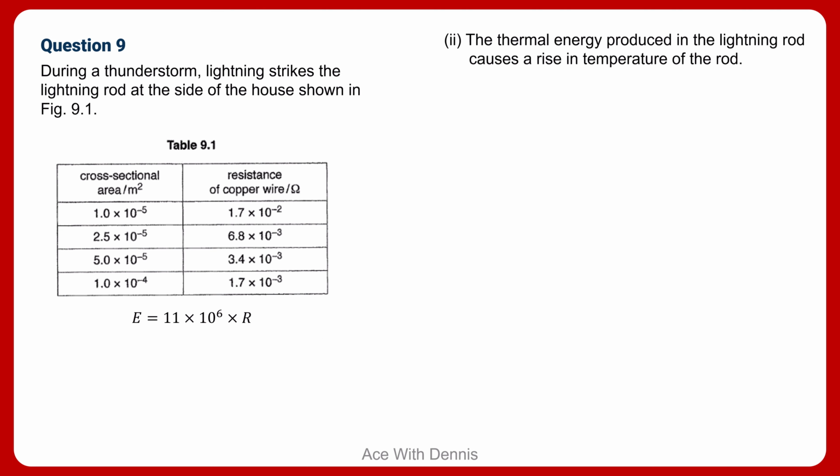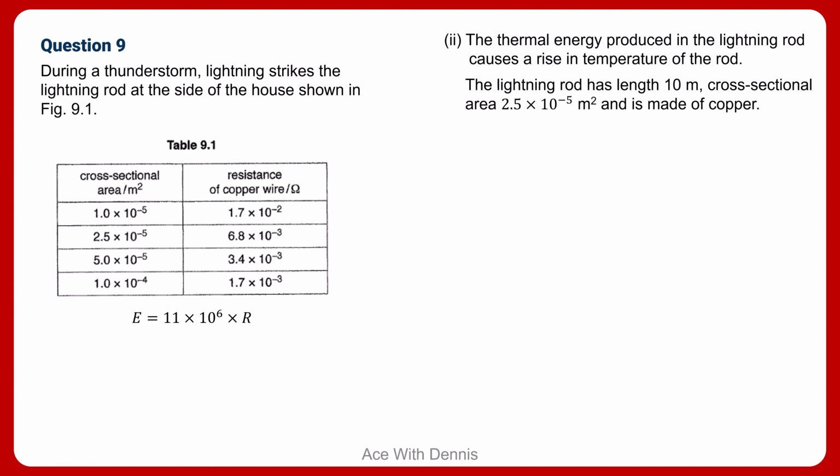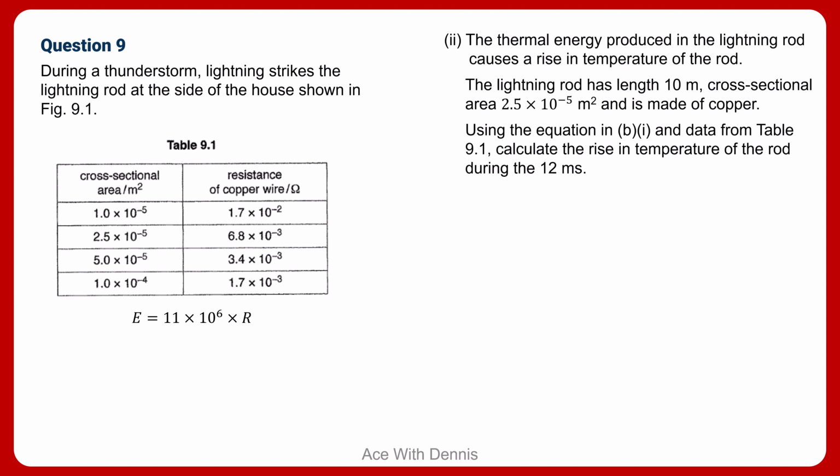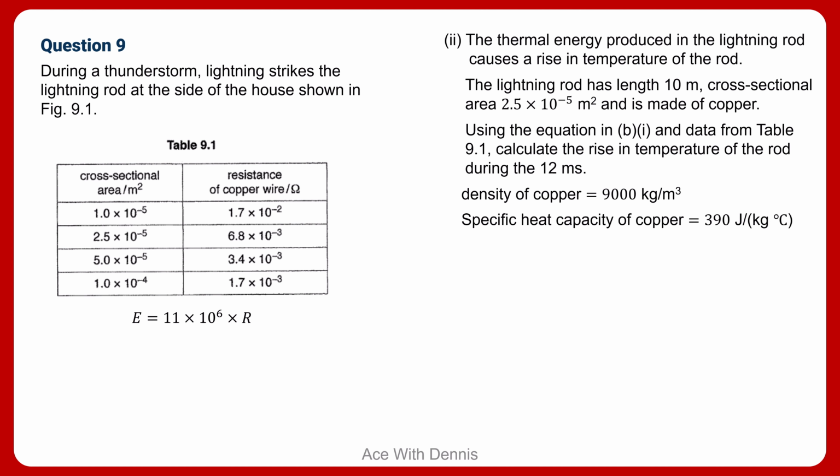Part 2. The thermal energy produced in the lightning rod causes a rise in temperature of the rod. The lightning rod has length 10 meters, cross-sectional area 2.5 times 10 to the power negative 5 meters squared, and is made of copper. Using the equation in B part 1 and data from table 9.1, calculate the rise in temperature of the rod during the 12 milliseconds. Density of copper is 9,000 kilograms per meter cubed. Specific heat capacity of copper is 390 joules per kg per degree Celsius.